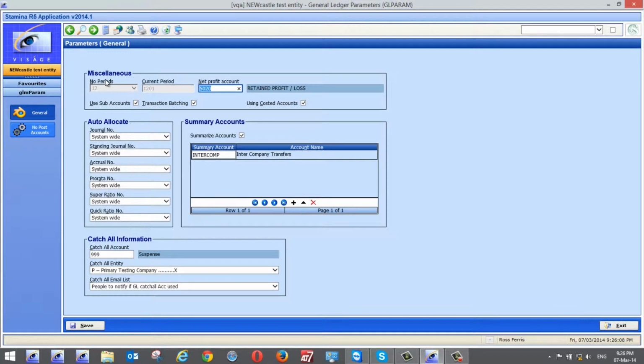The first is a miscellaneous. My parameters have been filled in. If you were setting the system up from scratch, you would choose here. The first thing that you'd nominate is how many periods you wish to have in a normal financial year.